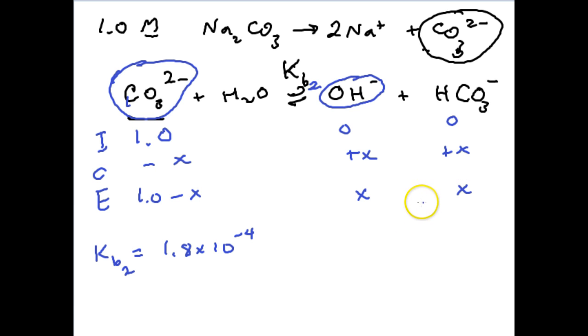Now, this is going to equal x squared over 1.0 minus x. Now, can we ignore the x? Ordinarily, I would say no, and that's because this Kb is not more than 10 times smaller than... it's more than 10 to the minus 5. It's 10 to the minus 4.